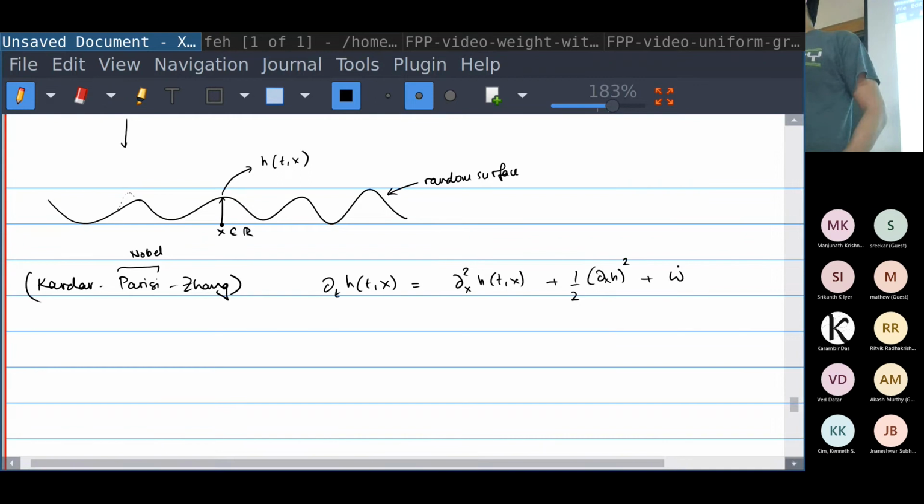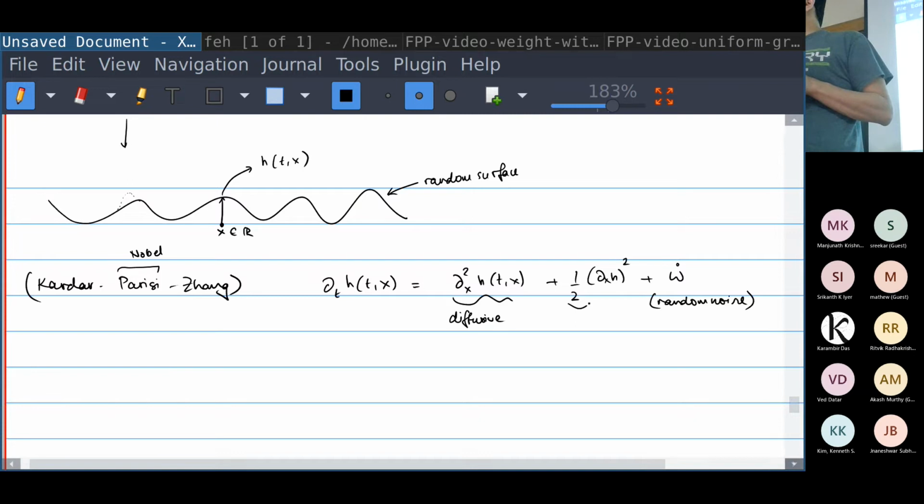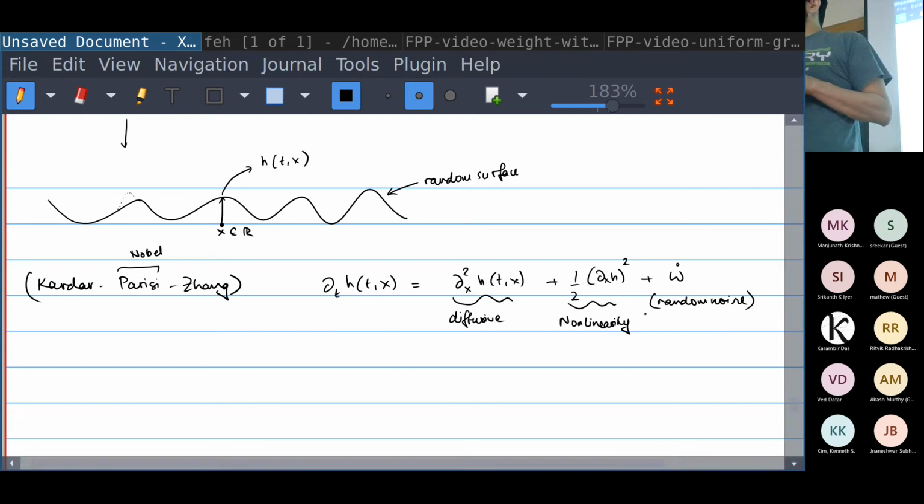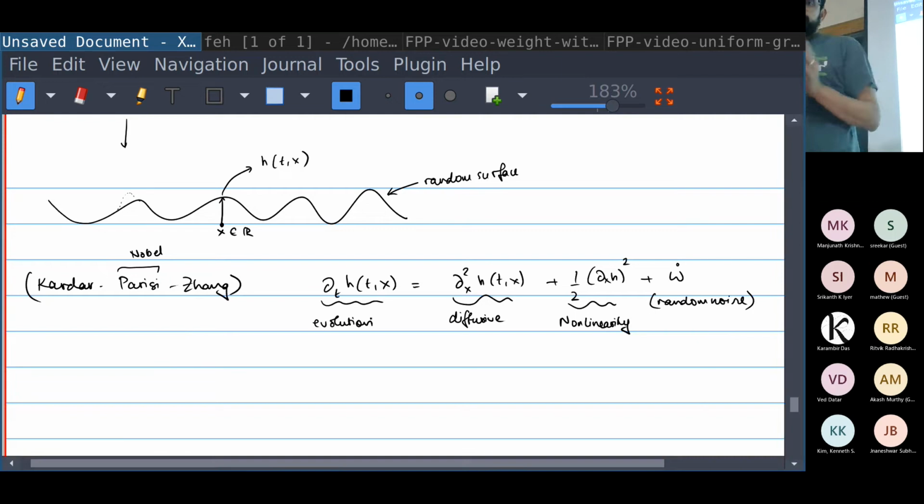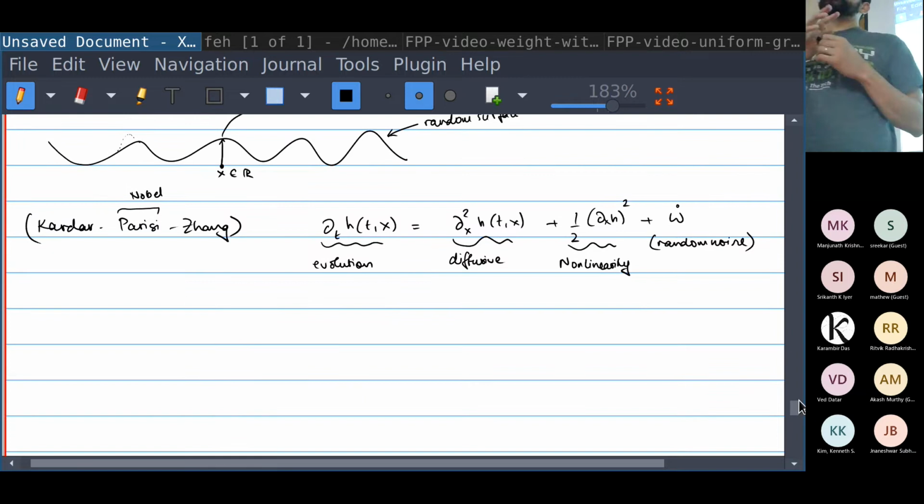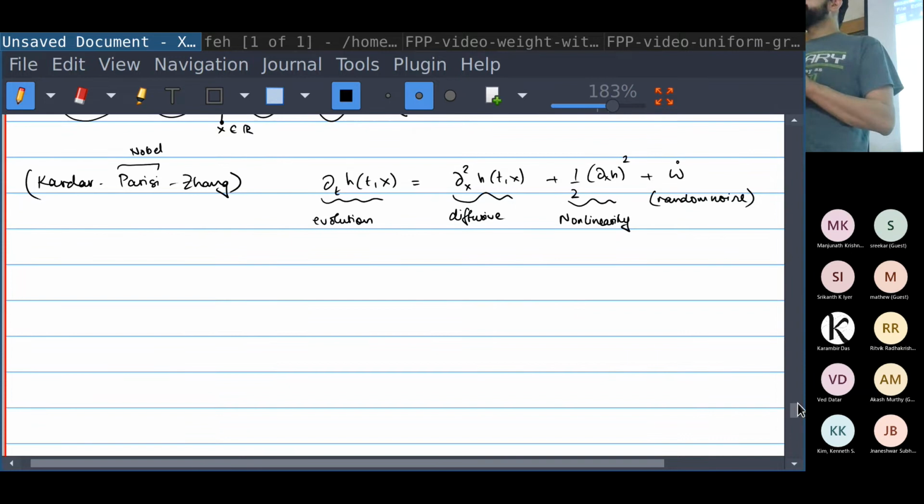This term is diffusive. This is some nonlinearity, and this describes the evolution of this interface. This equation has received a lot of attention because it's not mathematically well posed to talk about its solutions, and Martin Hairer was able to talk about its solutions. There are many others who did some work before him, but he's the one who won the Fields Medal for it.